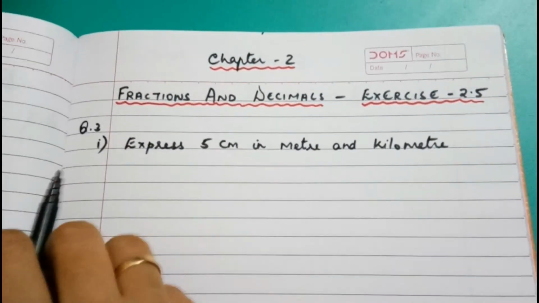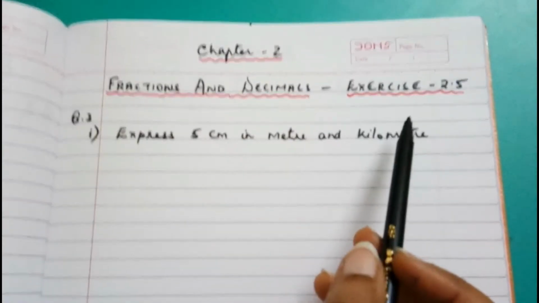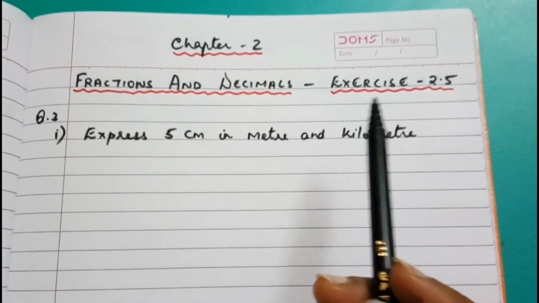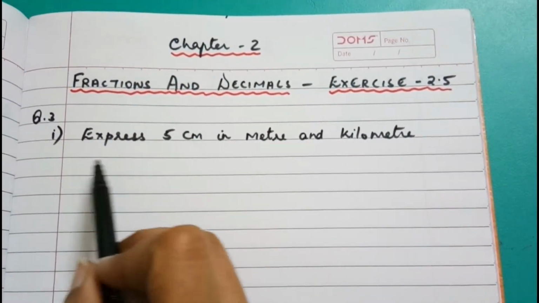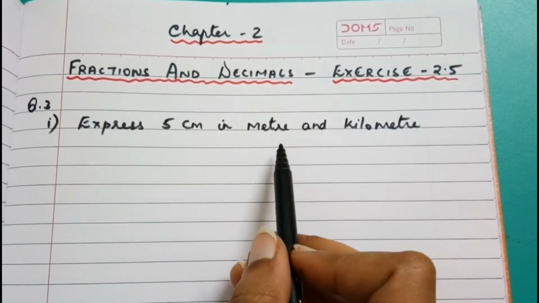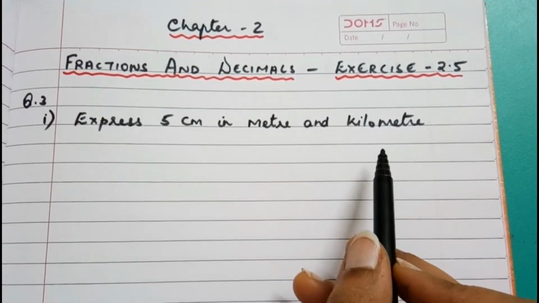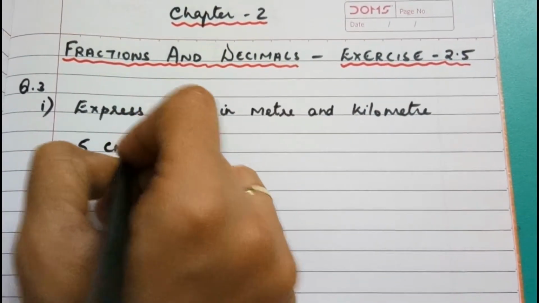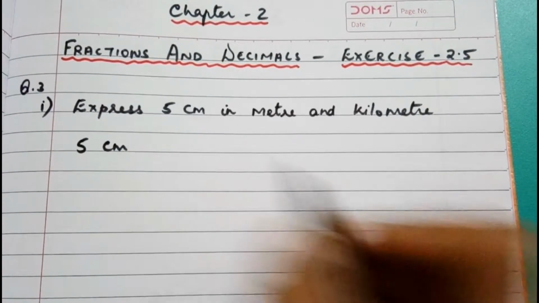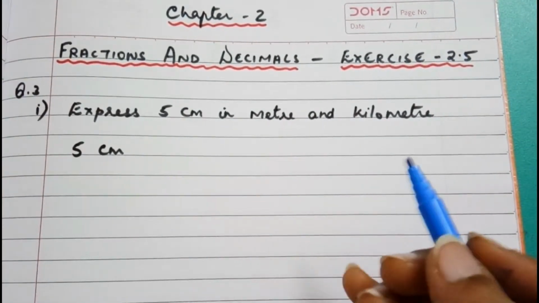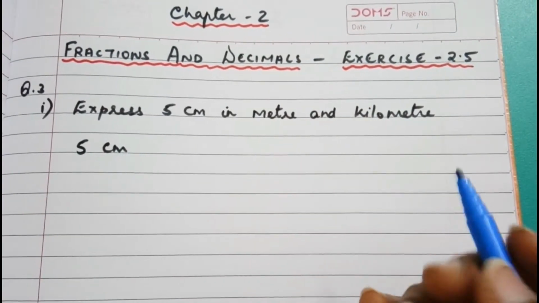Today we'll start with question number 3 of exercise 2.5, chapter 2, named Fractions and Decimals. So question 3 here is: express 5 centimeters in meters and kilometers. Okay, so we need to find this for 5 centimeters. Now before we start the calculation, we will first understand the formula, like how to find it out.